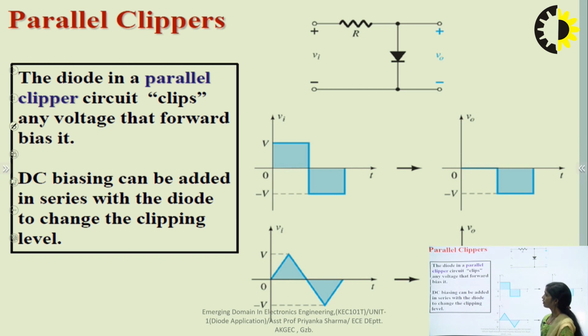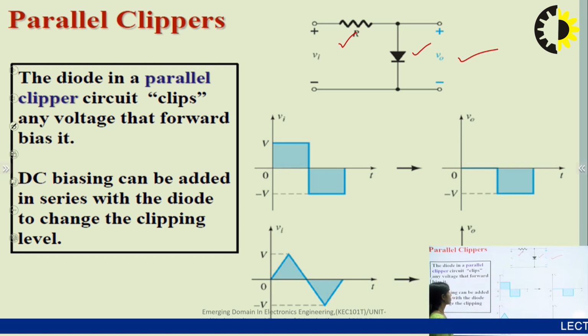Next, if we talk about the parallel clipper, this is again the same as the series clipper circuit, only the arrangement of the diode will be changed. In this case the diode is taken in shunt, or we can say we will take the output across the diode and the resistor is in the series part. So that's why it is called a parallel clipper. Again the same definition applies: the diode in a parallel clipper circuit is going to clip off any voltage that forward biases it.